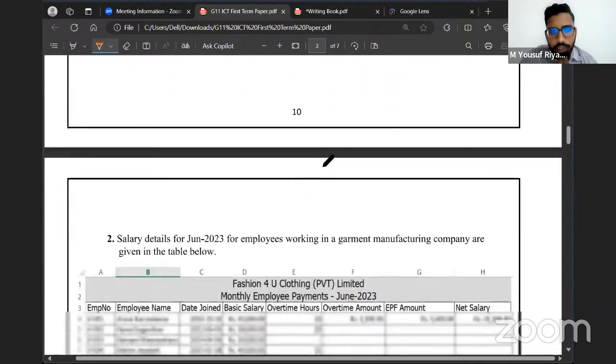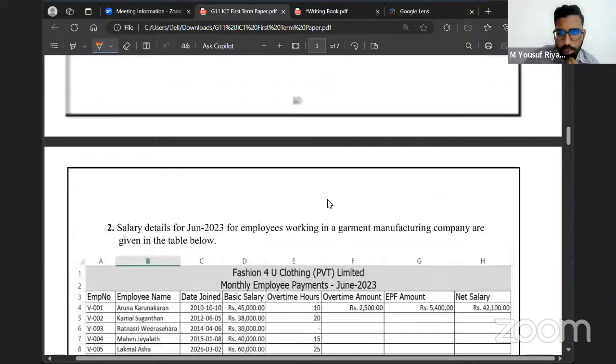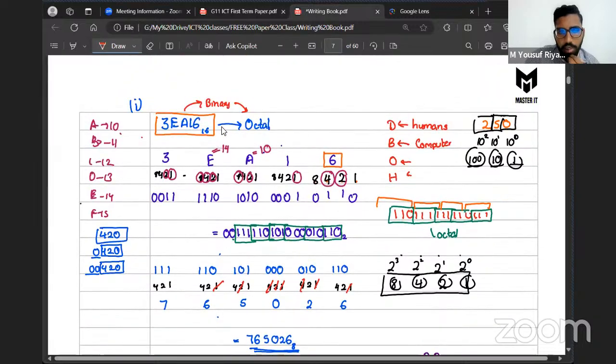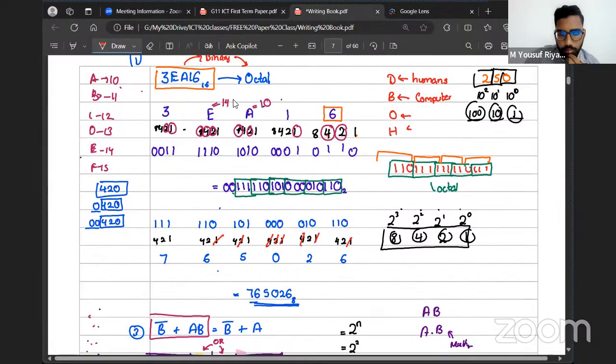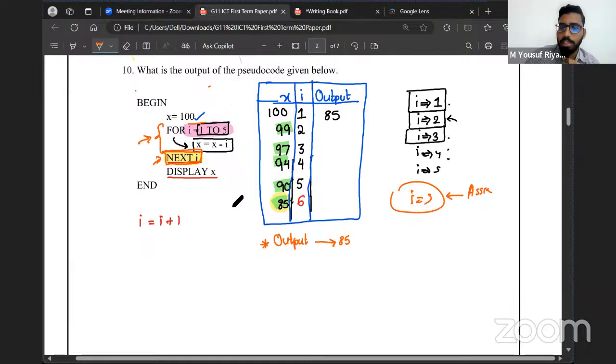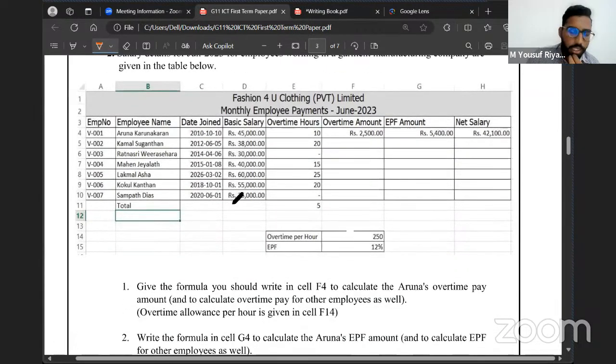Right, perfect. Now let's go for the next one, the spreadsheet question. The salary details for June 2023. You are required to mention each and every step for question number one. In question number one, you will show how you converted from decimal to octal, hexadecimal to binary, and binary to octal. As long as you have shown certain steps that the marker can identify, and this has not been copied, you're good to go. So I have given there the minimum amount of steps required. Perfect. Let's go for the next one.